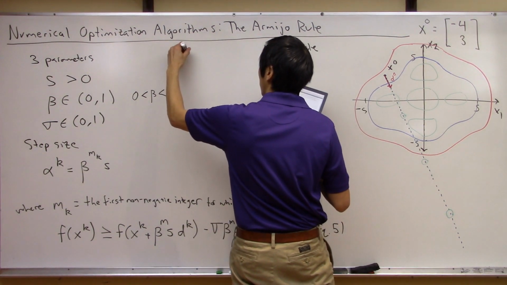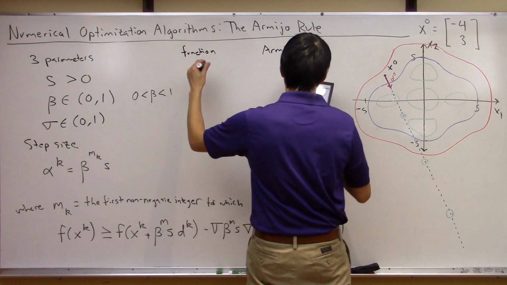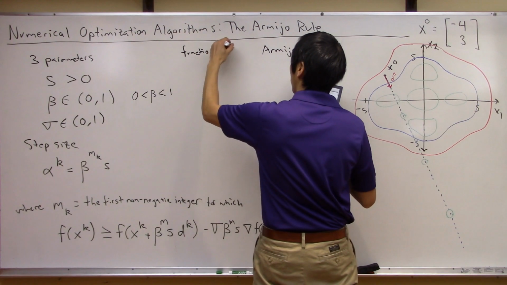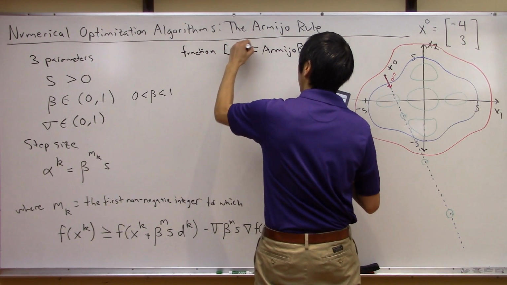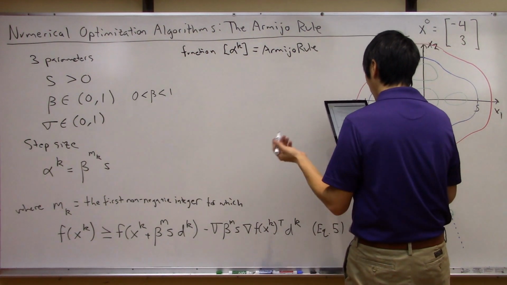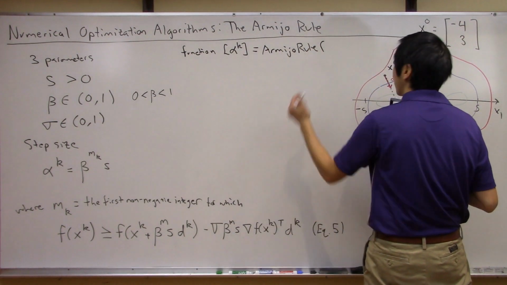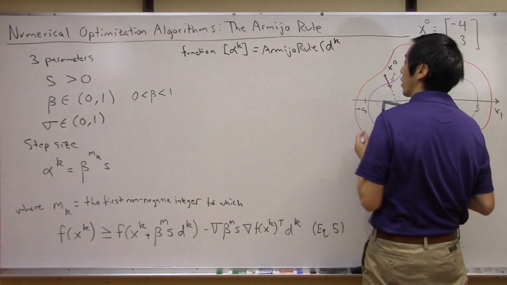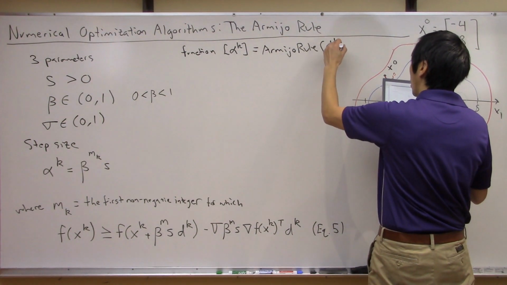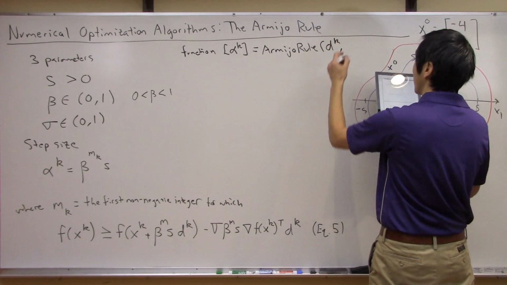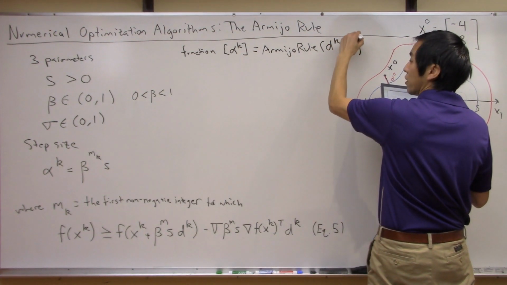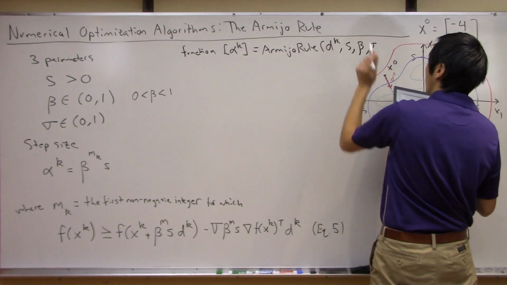So you're going to have something, function. The whole deal with Armijo rule is it's going to spit out alpha k, right? That's all this thing is going to do, right? And apparently, all you're going to need to tell the Armijo rule is the descent direction. So it needs to know where you're going, dk. What else do we need to tell it? We need to tell it the three parameters, s, beta, and sigma. And that's pretty much it.